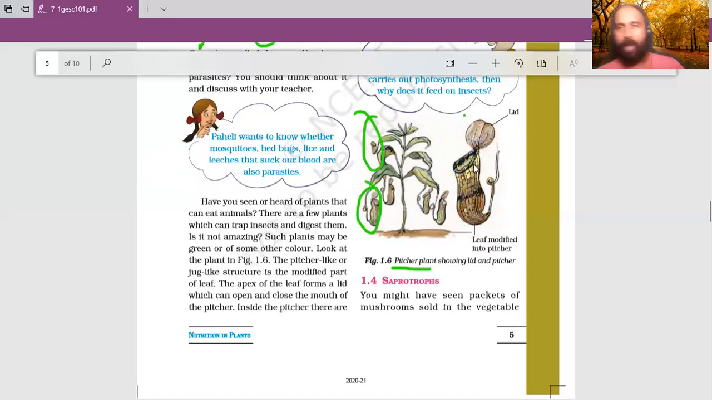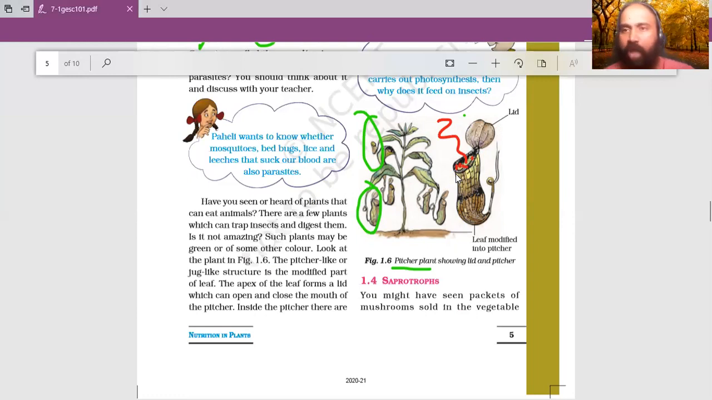Now what happens? Whenever an insect comes and sits near, or goes inside this hollow, bottle or cup-like structure, what happens? There are a lot of tiny hairs present inside of this pitcher. When the insect goes inside, it touches the hair inside the plant. When this insect touches the hair, automatically this lid closes. When this lid closes, the insect is trapped.